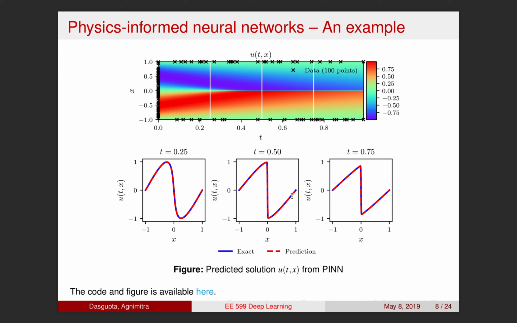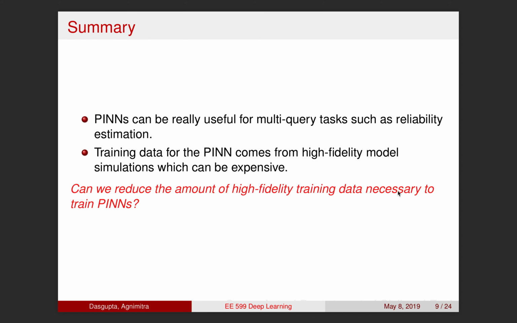As you can see, the physics-informed neural network works very well in approximating the differential equation in hand, which in this case is the Burgers equation. In fact, the authors reported an L2 error of the order of 10 to the power minus 4, which is very impressive. Unfortunately, these physics-informed neural networks still require a lot of high-fidelity data. Sometimes the models from which data is obtained to train a physics-informed neural network might be very expensive to evaluate. So we ask the question: can we reduce the amount of high-fidelity training data necessary to train physics-informed neural networks?